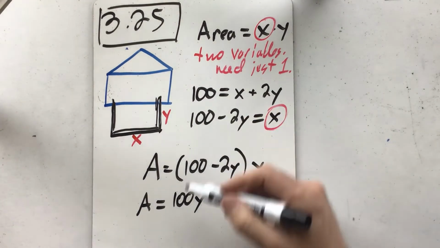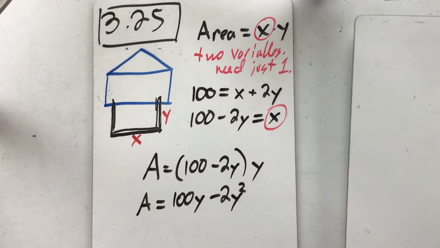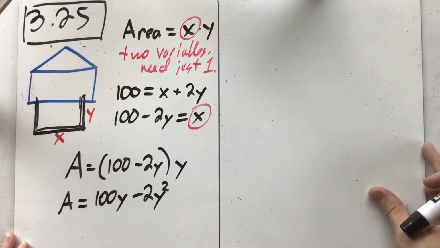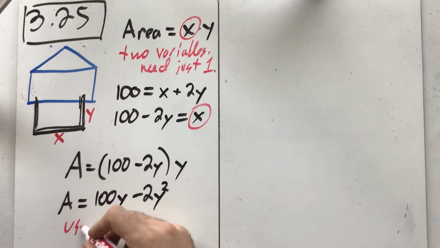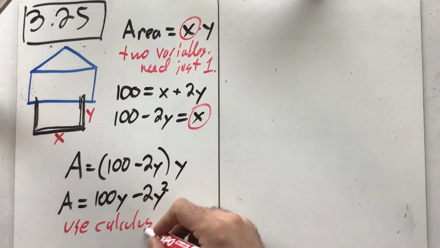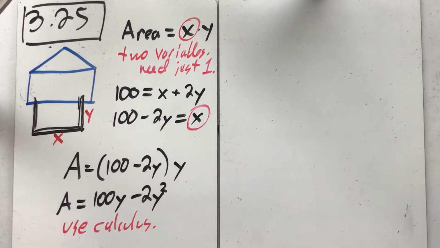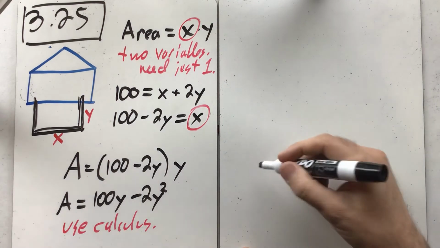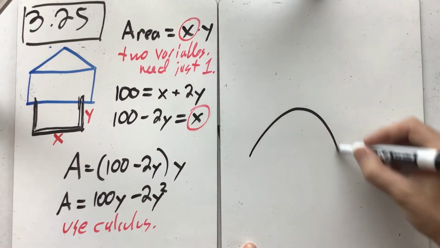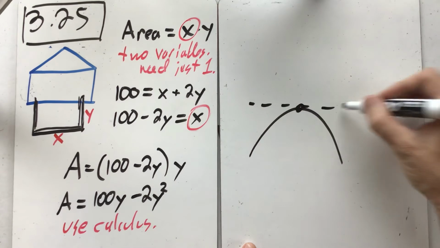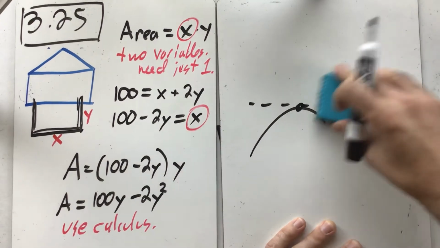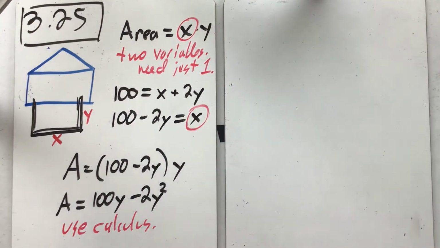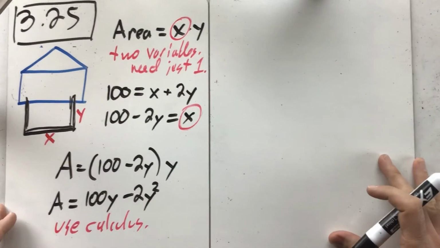So now that I'm here, how do I find the maximum area? The way I find the maximum area is by taking the derivative and setting it equal to 0. So now I use calculus. And what does it mean to use calculus? Well, we know that this function, whatever it is, will go up and go back down and have a maximum, and that maximum will occur when the derivative is 0. Well, it'll occur at one of those critical points, which could be where the derivative is 0 or where the derivative doesn't exist.